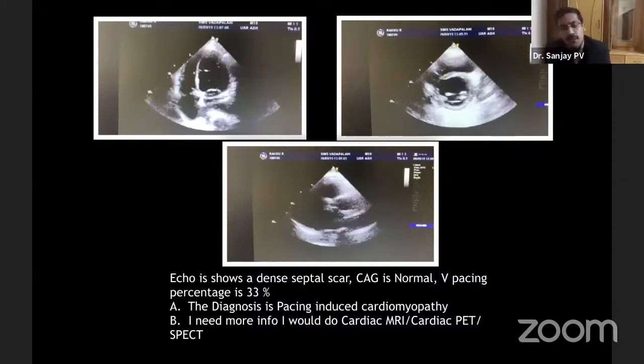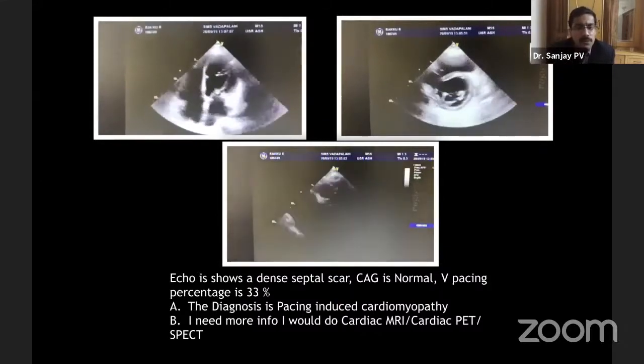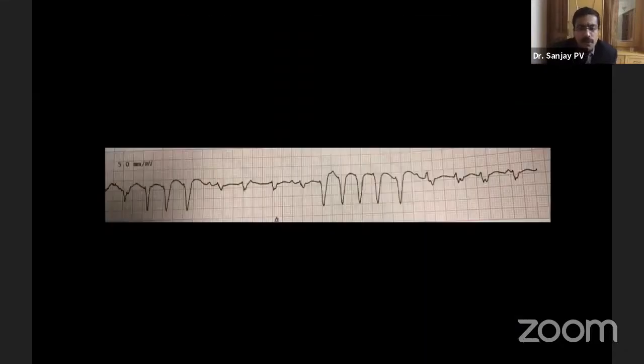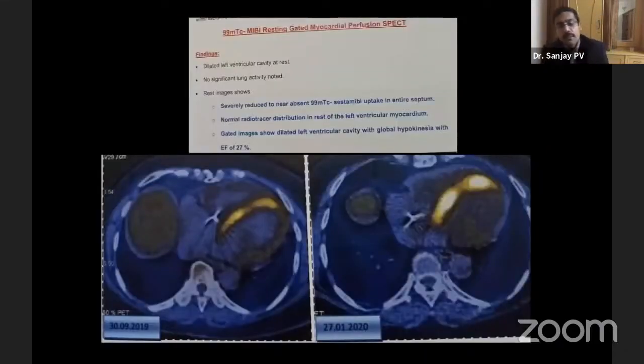Yeah, absolutely. So I think it's the right answer. The reason being, this septal scar is definitely not normal. You can have pacing-induced cardiomyopathy where you will have global hypokinesia of the LV, but scarring is almost uncommon. So we in fact tried doing the MRI because of her device, but there was so much artifact caused. So we did a PET and a SPECT because we were suspecting an infiltrative cardiomyopathy.